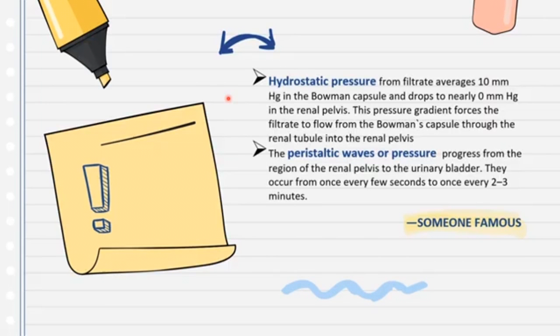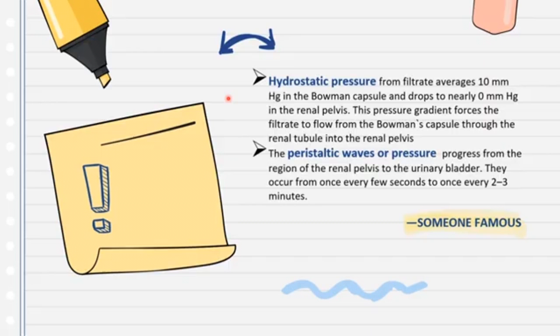Next is the peristaltic waves or pressure. It progresses from the region of the renal pelvis to the urinary bladder. They occur from once every few seconds to once every 2 to 3 minutes. It is because the hydrostatic pressure is 0 millimeter of mercury in the renal pelvis, meaning no pressure gradient exists to force urine to flow through the ureters to the urinary bladder. However, the circular smooth muscle in the walls of the ureters undergoes peristaltic waves of contractions which force urine through the ureters.